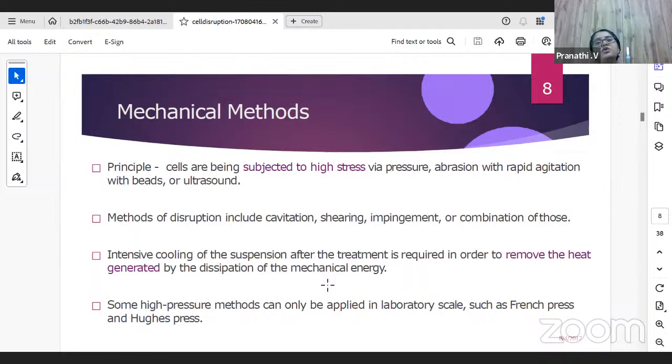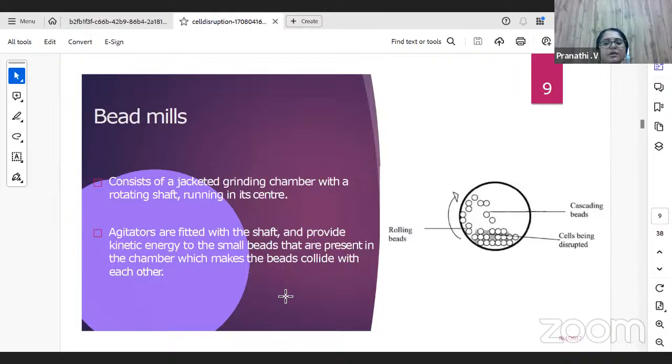So usually whenever you do any kind of cell disruption, and before that you're going to do homogenization, whether you're going to use beads or any of these, you're going to do it on ice. That is what we usually do in labs. And you can use high pressure methods such as the French press or the Hughes press. So basic is your pressure, because of which the cells are going to be disrupted.